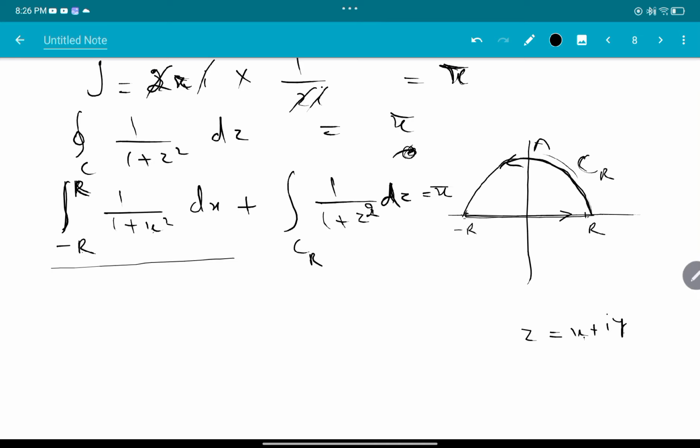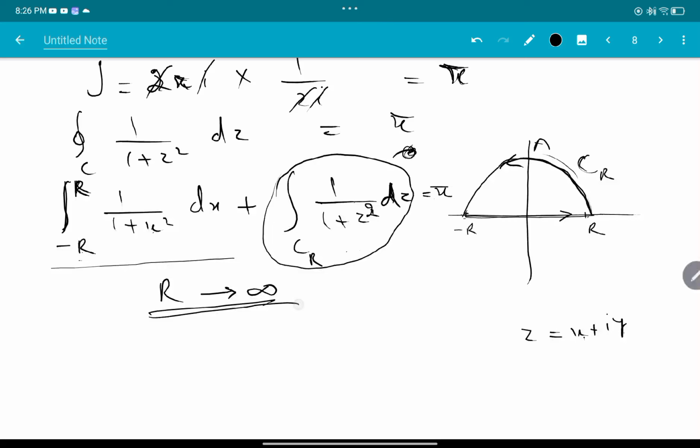This means that I should have such a result: if R tends to infinity and this integral goes to 0, see what will happen. With R tends to infinity and this going to 0, we will have no such term here, minus infinity here, plus infinity here, and pi on this side. The whole magic lies in the vanishing of this integral. Now, will this integral vanish? Only when R tends to infinity. But how? That I want to explain to you.